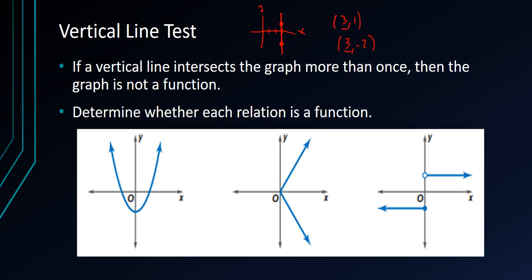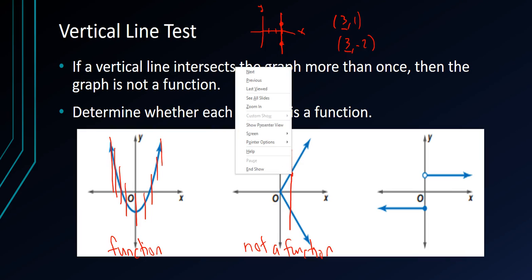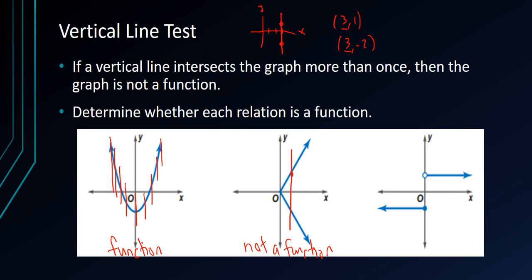So this first picture, this is a function. If I was to draw vertical lines through here, I'm only intersecting one spot on the graph at a time. The second one is not a function. If I was to draw a vertical line, say here, I intersect the graph at this point and this point down here. So there's 2 points that are intersected on that vertical line.